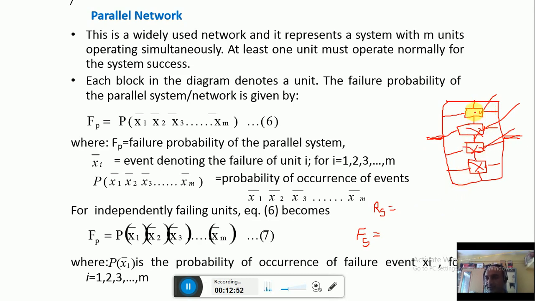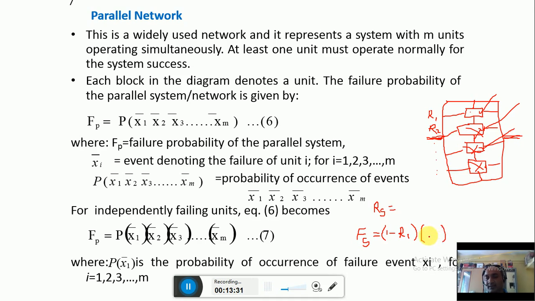Now, we have to consider all the components failed. Let us consider the reliability of the first as R1, the reliability of the second as R2, and so on, R3, R4. Then the failure will be equal to 1 minus R1, right? If the reliability is R1, then the failure is 1 minus R1 because the total must be equal to 1. As we are considering the failure of all components at a time, we have to multiply all the failures.